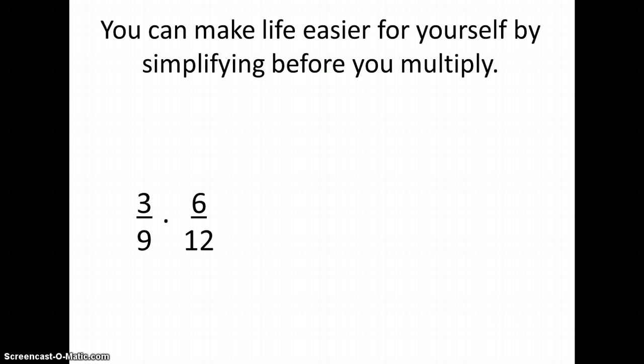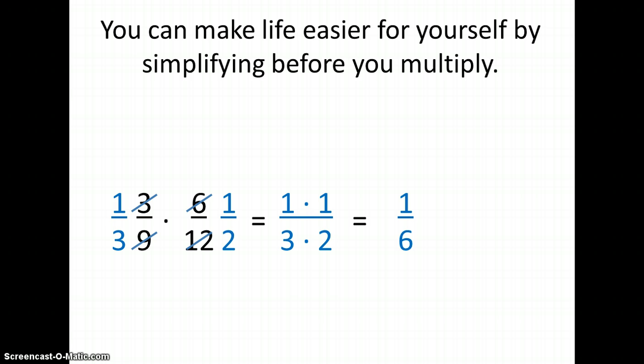In this example, you can see that the fractions can be simplified. Simplifying your fractions makes multiplying easier because you won't have to do that in the end. I can take 3/9 and turn it into 1/3, 6/12 and turn it into 1/2. Then I multiply 1/3 times 1/2. 1 times 1 is 1, and 3 times 2 is 6. So 1/6 is my answer, and it's already in simplest terms.